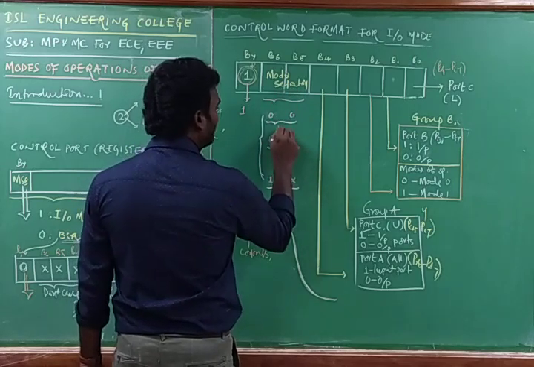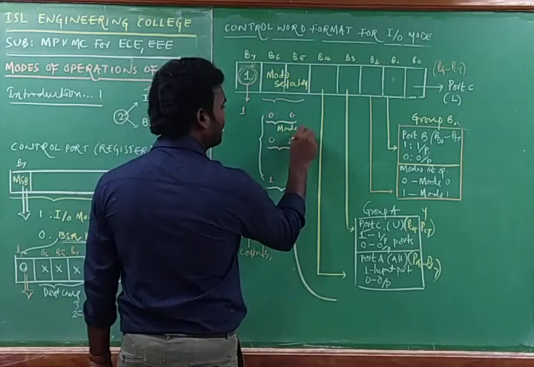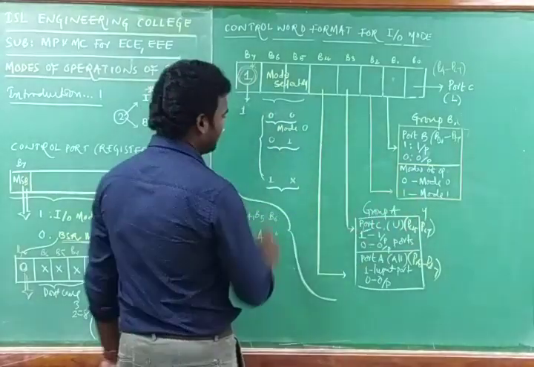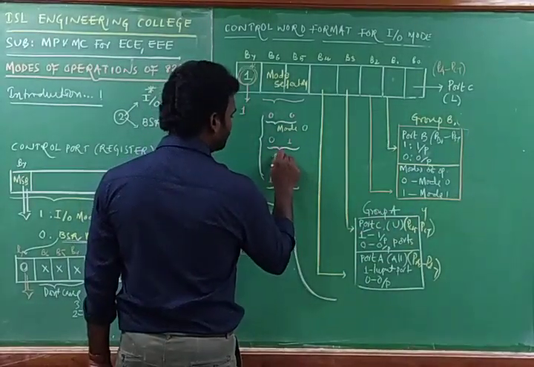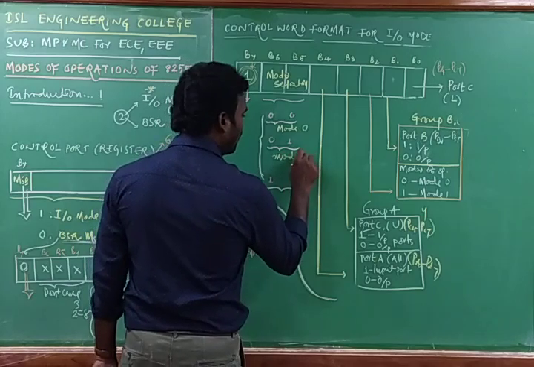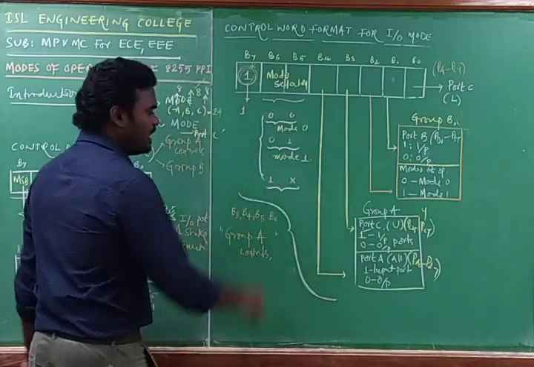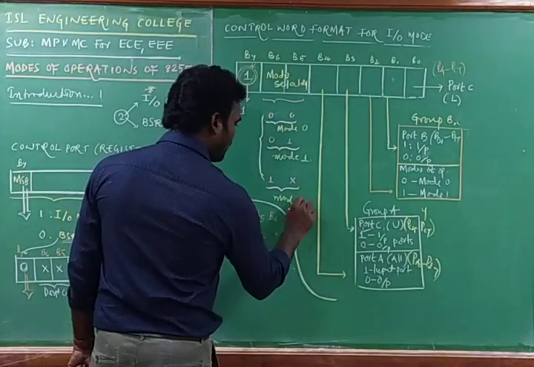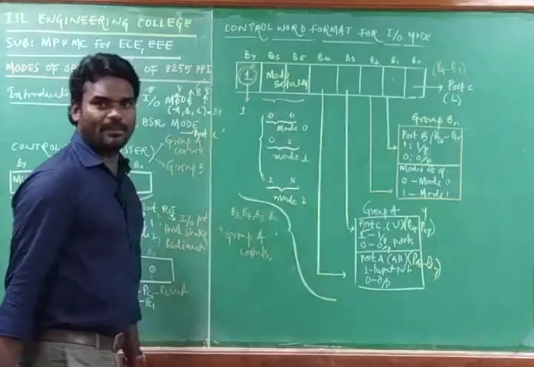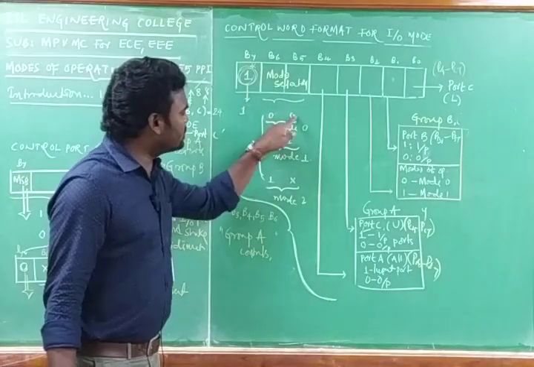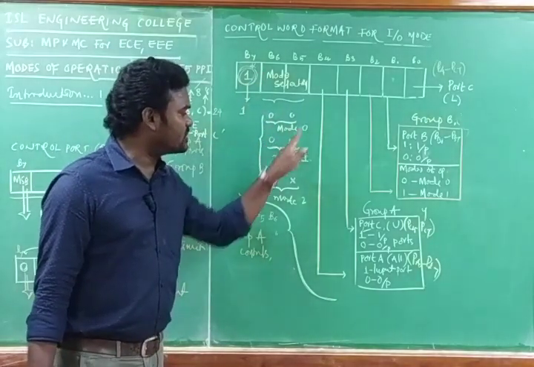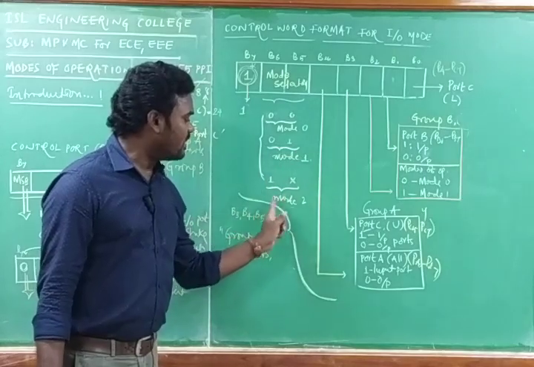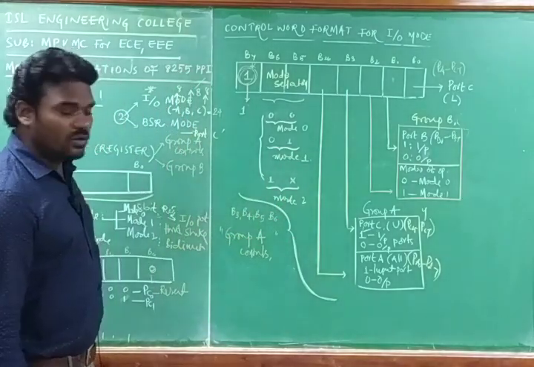Whenever these two bits are 0 0, it is going to operate in mode 0. That means simple input output devices. Then this is 0 1. This is going to operate in mode 1, that is handshaking signals. This is 1 0 or 1 1, this is mode 2 operation. When this is 0 0, it goes with the mode 0 operation. This is 0 1, mode 1 operation. 1 0 or 1 1, it enters into the mode 2 operation.